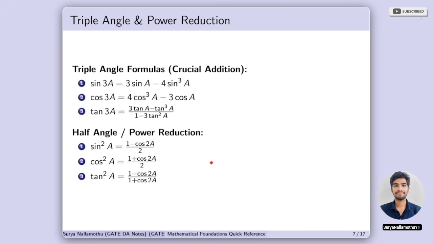And next, here we observe the triple angle formulas. It is a crucial addition. Sin 3a is equal to 3 sin a minus 4 sin cube a, and cos 3a is equal to 4 cos cube a minus 3 cos a, and tan 3a is equal to 3 tan a minus tan cube a by 1 minus 3 tan square a. For the half angle rules, the formula becomes sin square a is equal to 1 minus cos 2a by 2, and cos square a is equal to 1 plus cos 2a by 2, and tan square a is equal to 1 minus cos 2a by 1 plus cos 2a.